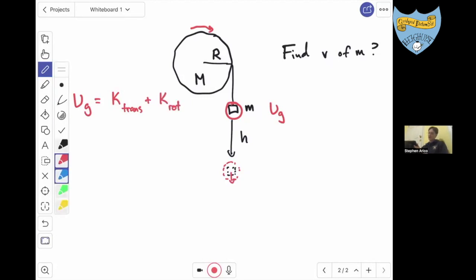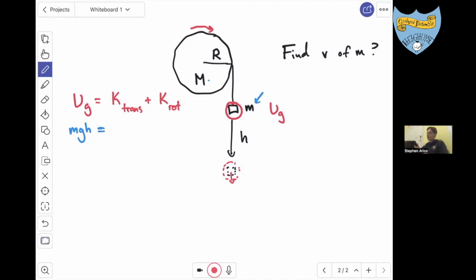For the gravitational potential energy on the left side, we know the formula is mgh, but I'm using specifically little m here because the m is for the mass of the little weight, right? If I put in big M, that would be wrong because the pulley has gravitational potential energy, but it doesn't change because it doesn't fall. So we ignore the pulley for gravitational potential energy.